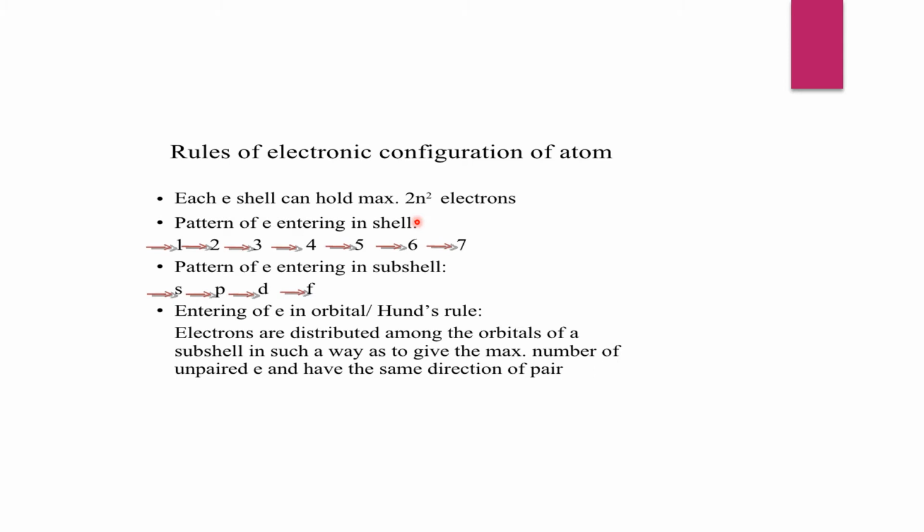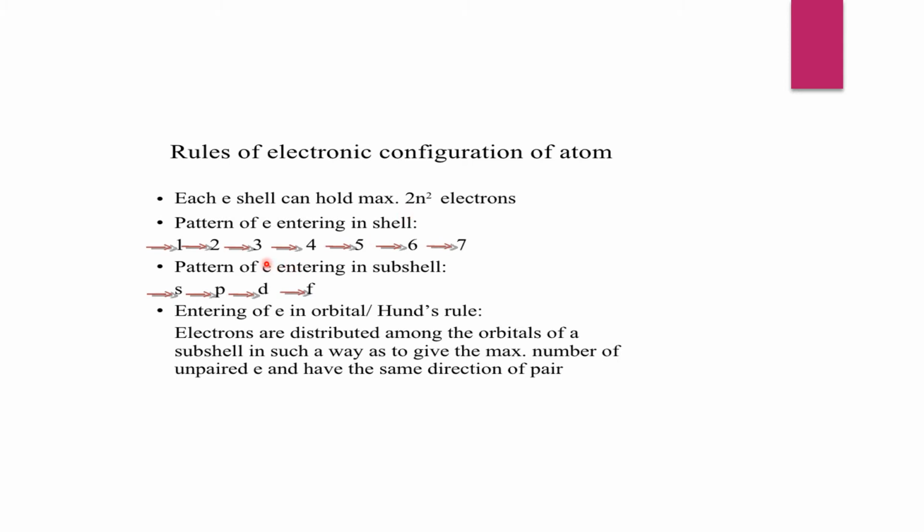In the same way, in the third orbit, the number of electrons that can be filled is 2 into 3 square. 3 square is 9, so 9 twos are 18. These 18 electrons are filled as 2 electrons in the s orbital, 6 electrons in the p orbital, and after s and p, the d orbital, in which 10 electrons can be filled. So a total of 18 electrons can be filled in the third orbit.